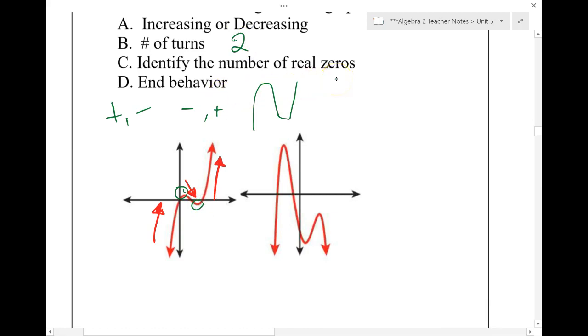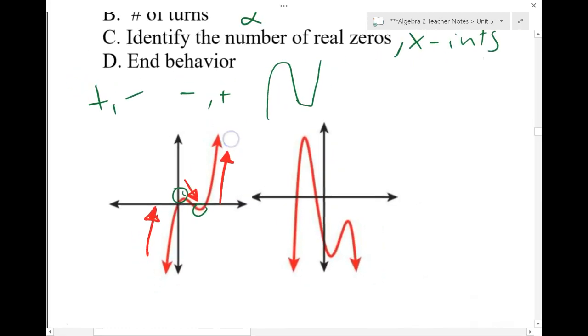Identify the number of real zeros. Well, again, remember, real zeros are also the x-intercepts. So I've got, it crosses right there at the origin. And then it runs off to the side there, and then it does it once more there.